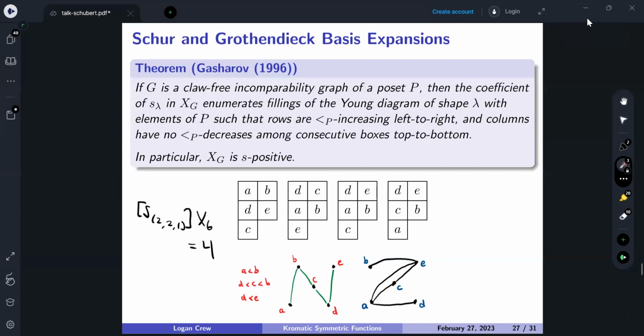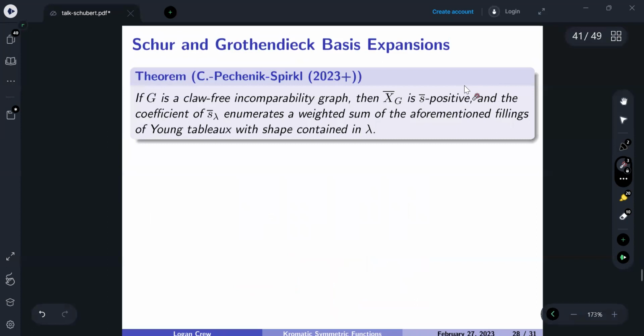So claw-free incomparability graphs are Schur-positive. One of our main results is that if G is a claw-free incomparability graph, then the K-chromatic symmetric function is Grothendieck positive. And as a matter of fact, it is somewhat similar in that the coefficient of the lambda Grothendieck function is a weighted sum over exactly those type of fillings for a certain Young tableau whose shape is either lambda or it's contained within lambda, in the sense of deleting boxes from rows and rearranging them to make it a partition.